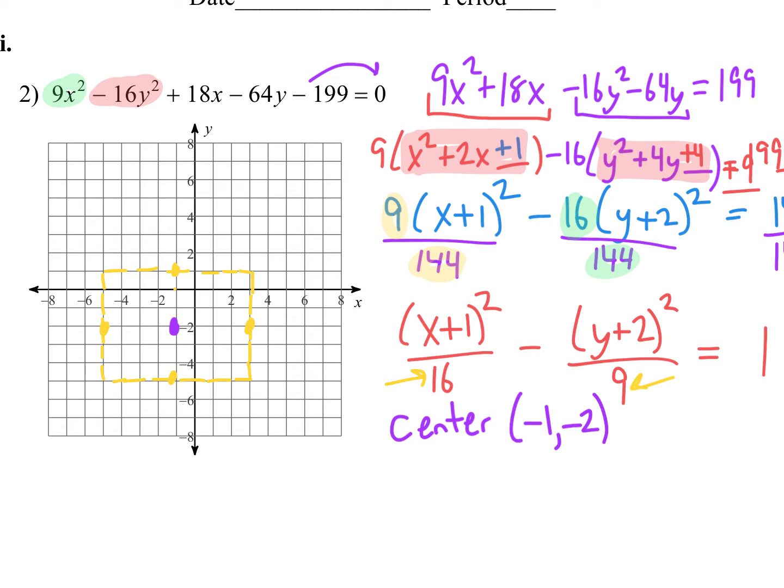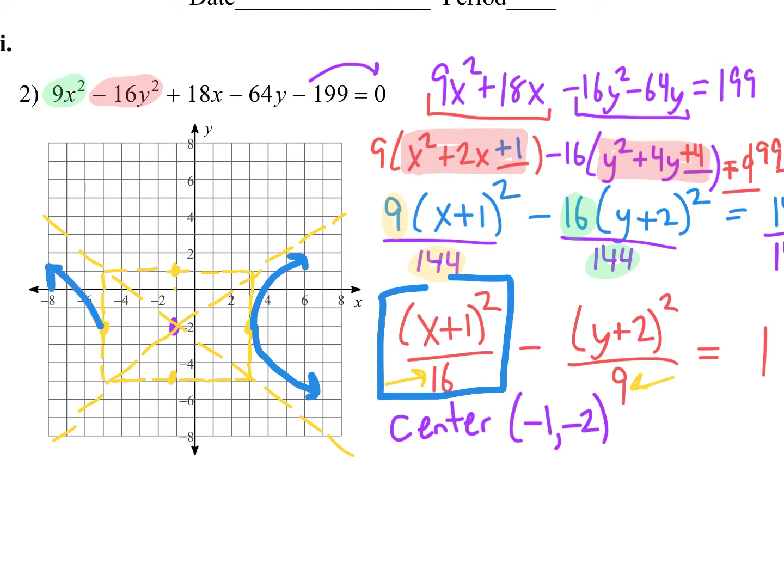Asymptotes will go through the diagonals and through the center. We do want to see these on the graph. It really just helps with accuracy. But as far as our final answer, we now just need to know which direction this one opens. Since the x term comes first, it's going to be opening on the left and right sides. That's what determines whether it's top and bottom or left and right.